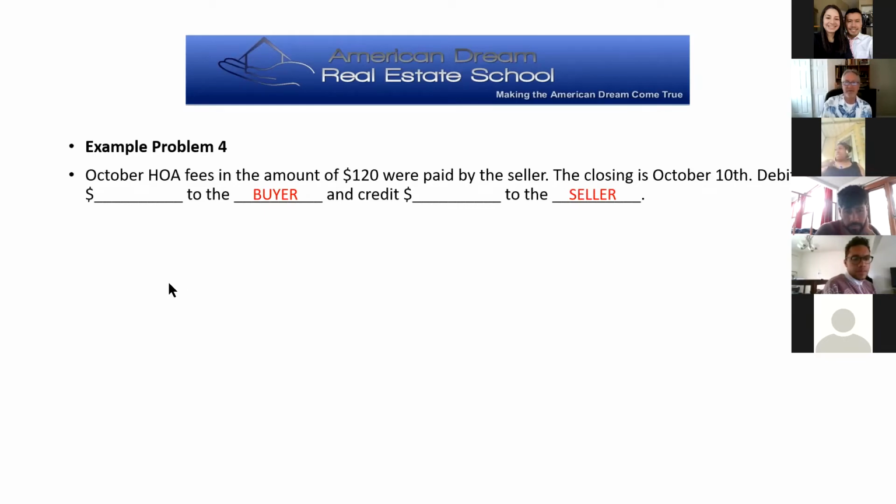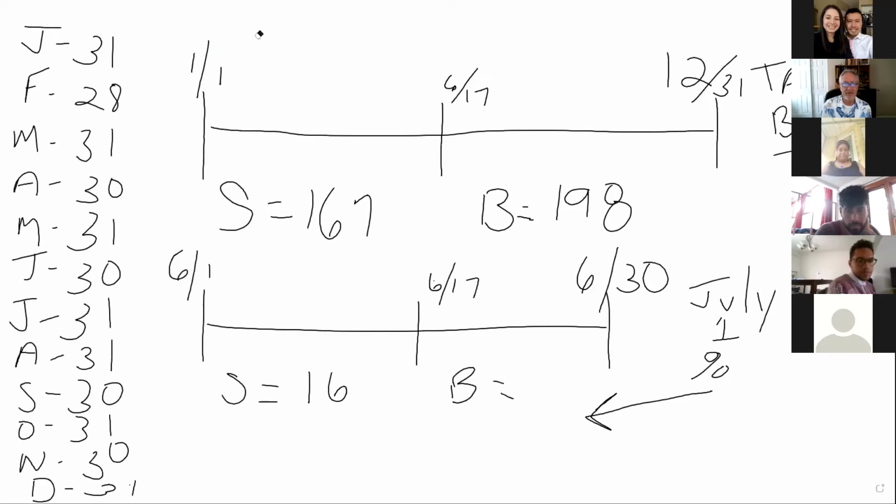So what do we have? Let's draw a timeline. Closing is October 10th. And this is for the October fees, it's a monthly fee, $120. Okay. So let me get rid of some of this stuff in here.